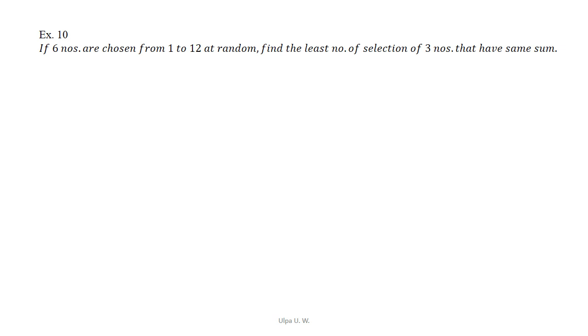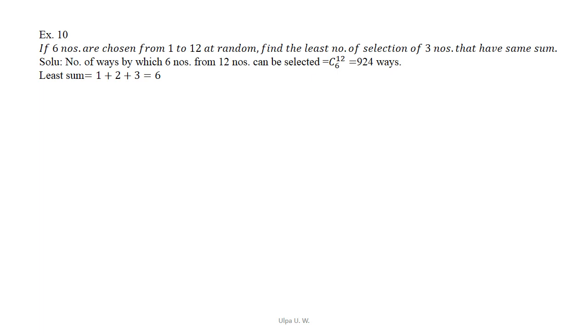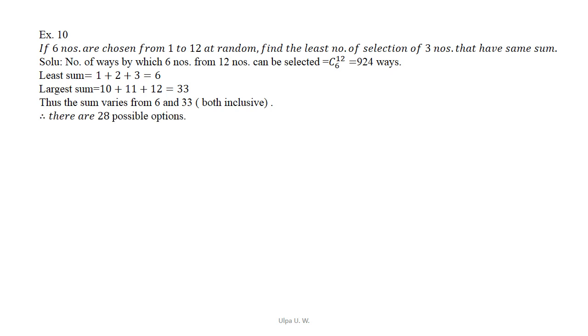If 6 numbers are chosen from 1 to 12 at random, find the least number of selections of 3 numbers that have the same sum. Now 6 numbers can be chosen from 1 to 12 in 12C6, that is 924 ways, and the least sum possible of 3 numbers taken at a time is 6 and the largest sum possible is 33. So the sum varies between 6 to 33, so in total there are 28 possible options for us.